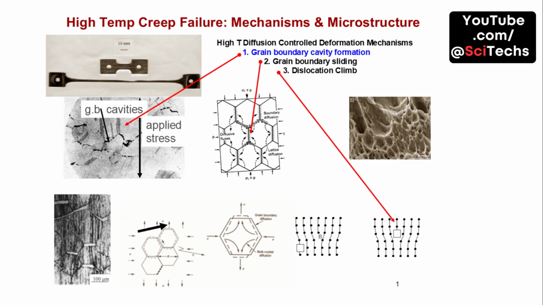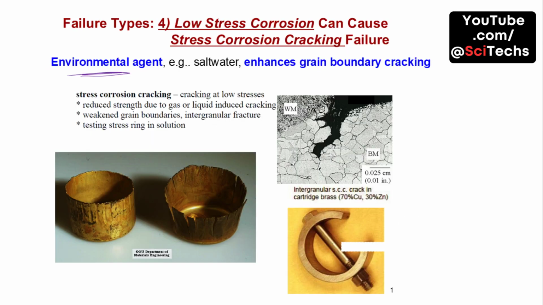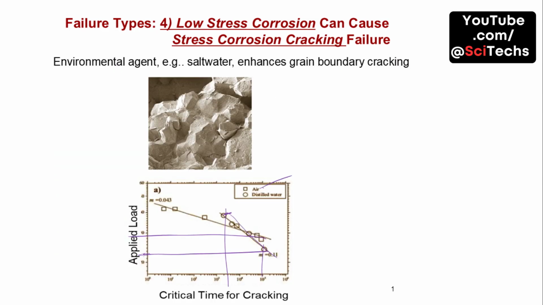High-temperature creep failure involves mechanisms like grain boundary cavity formation, grain boundary sliding, and dislocation climb. These processes contribute to material degradation under stress. Stress corrosion cracking occurs at low stresses due to environmental agents like saltwater, which enhance grain boundary cracking and lead to material failure. Environmental agents such as saltwater can significantly reduce the critical time for cracking in metals, emphasizing the importance of understanding stress corrosion mechanisms.